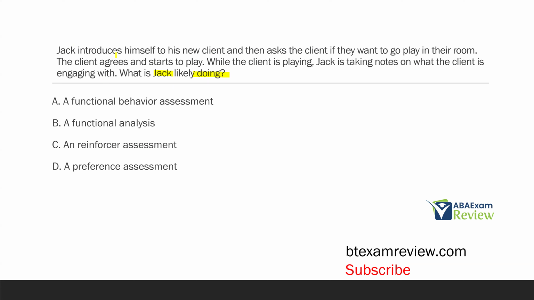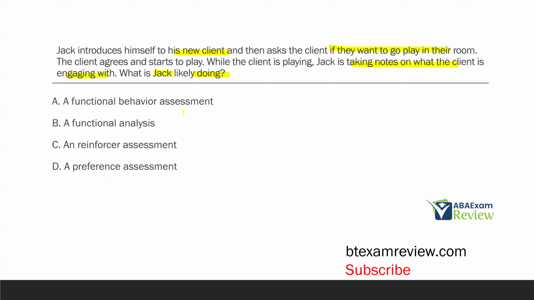So we know Jack has a new client, and Jack tells the client or asks the client if they want to play in their room. The client agrees and starts to play. While the client is playing, what is Jack doing? Well, he's taking notes on what the client is engaging with. Now, sit and think about why we might take notes on what a client engages with, especially a new client. What would be the purpose of that? What are we trying to do?